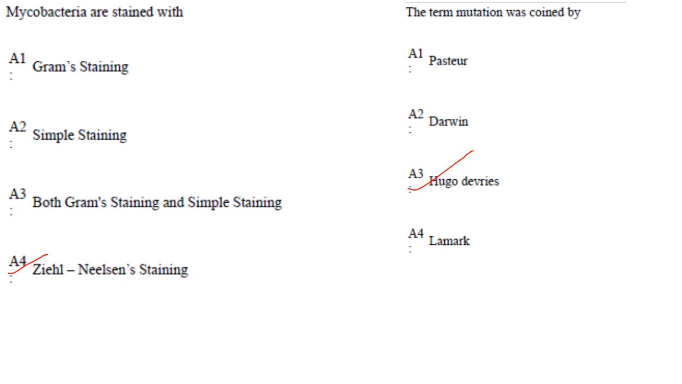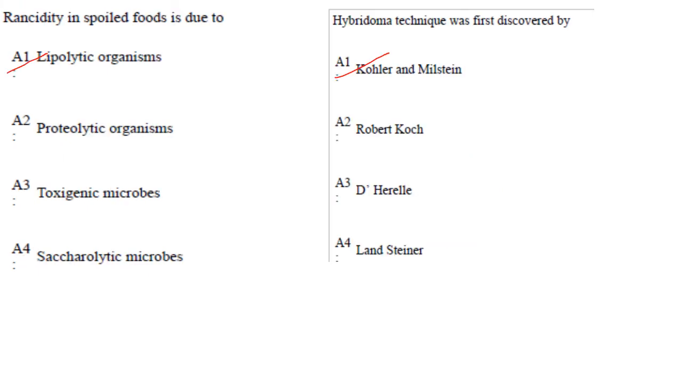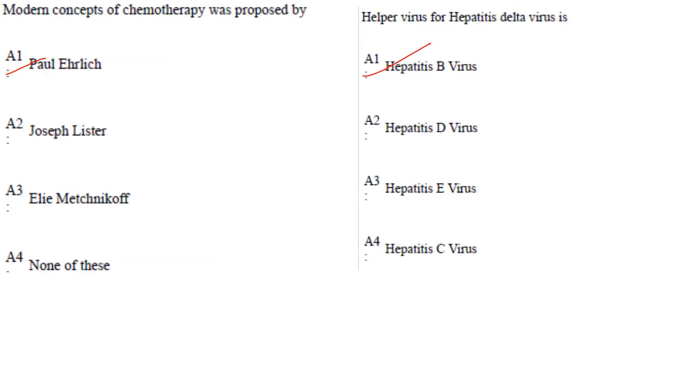Then mycobacteria are stained with Ziehl-Neelsen staining. Answer is option 4. The term mutation was coined by Hugo de Vries. Answer is option 3. Then rancidity of spoiled food is due to lipolytic organisms. 1. Hybridoma technique was discovered by Kohler and Milstein. Answer is 1. Modern concept of chemotherapy was proposed by Paul Ehrlich.